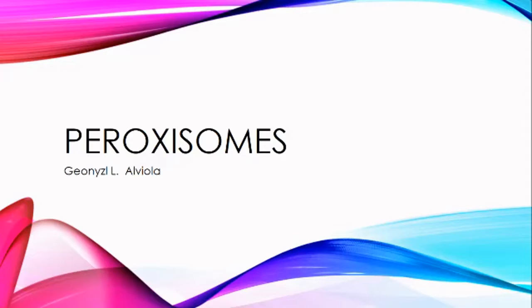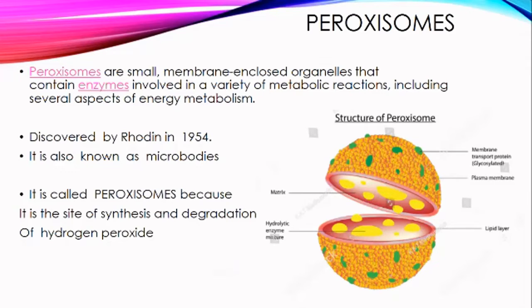Now let's talk about peroxisomes. Peroxisomes are also like lysosomes, but quite smaller compared to the lysosome. And it is one of the smallest organelles. Sometimes they are called microbodies. Now this was discovered by Rhodin in 1954. The name peroxisome was derived because it is the site of synthesis of hydrogen peroxide.